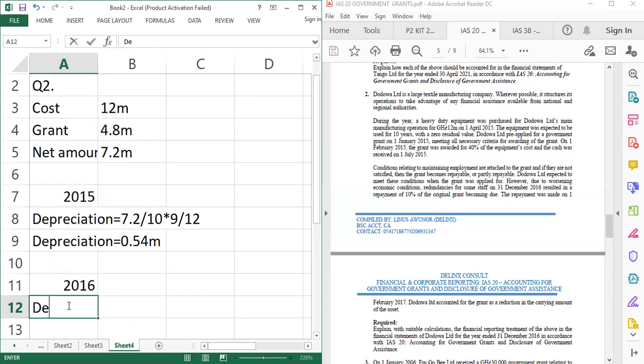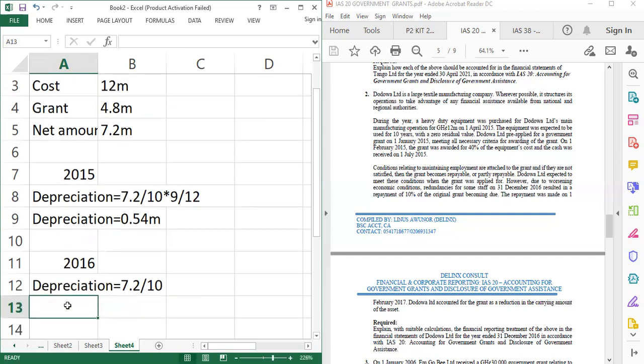Okay. So we come to depreciation for 2016. What will be the depreciation for 2016? That will be full year. 0.72 divided by 10. That will be full year, right? Yes. Okay. So the depreciation will be what? 0.72.